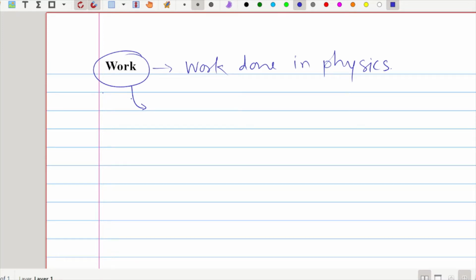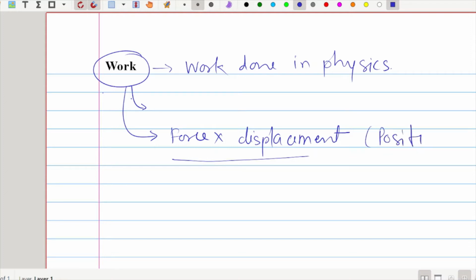Work done is defined as the product of the force applied on the object and the displacement caused by that force. This type of work will be considered as positive work. What type of work? Positive work. Positive work is when there is a force and due to that force there is displacement.